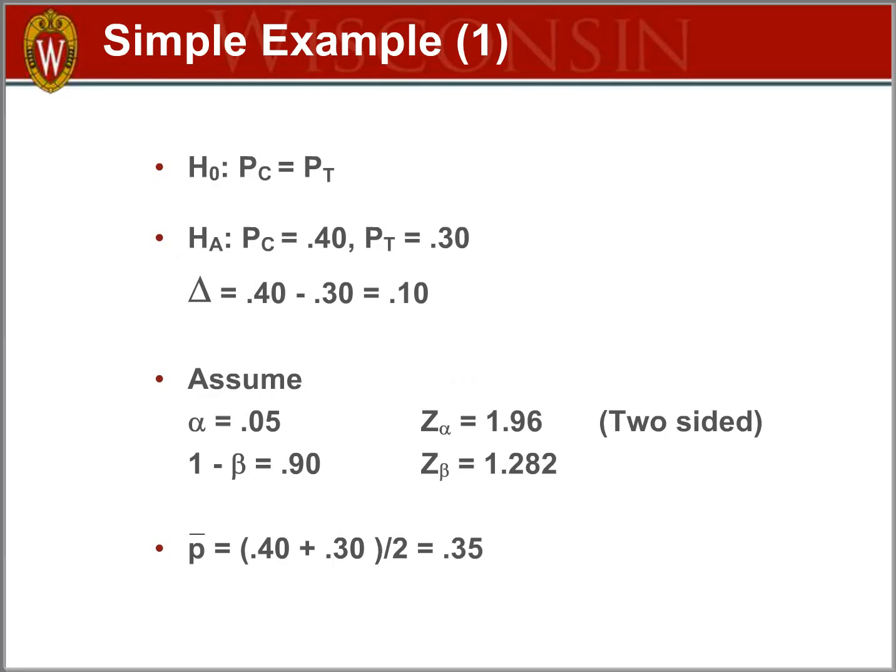We had the null hypothesis of no difference, PC is equal to PT. Our alternative hypothesis is that the control group failure rate is 40%, and we can reduce that from 40% to 30%. That delta in absolute terms is 0.10. Let's assume, which is commonly done, that we want a two-sided 0.05 false positive rate. The coefficient for Z alpha would be 1.96. We want 90% power, which means that the coefficient for power would be 1.282. And the average failure rate between the two arms, 0.4 plus 0.3 over 2, is 0.35.